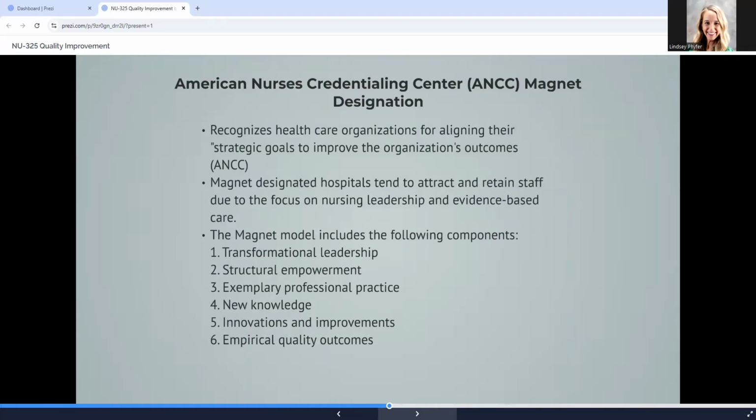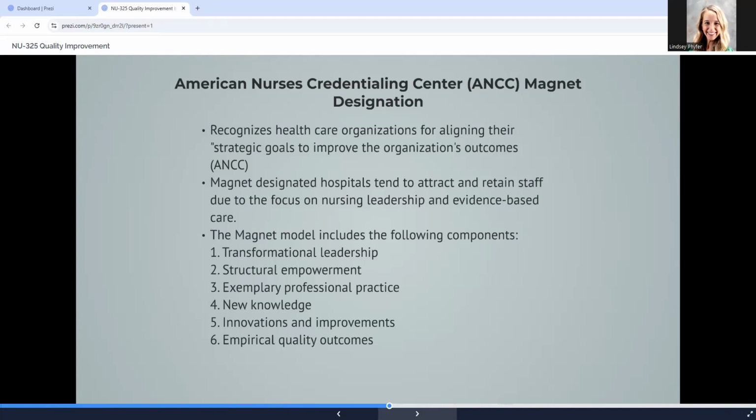I know we talked about magnet designation a little bit in the leadership lecture as well, but I'm going to revisit it again, just as review. So remember, the magnet designation encompasses the American Nurses Credentialing Center, or the ANCC, and magnet designation recognizes healthcare organizations for aligning their strategic goals to improve the organization's outcomes. Magnet designated hospitals tend to attract and retain staff due to the focus on nursing leadership and evidence-based care.